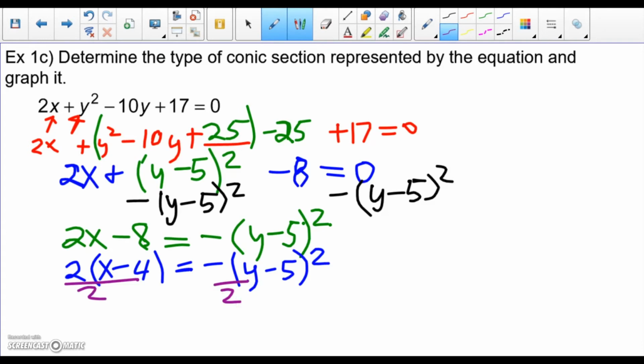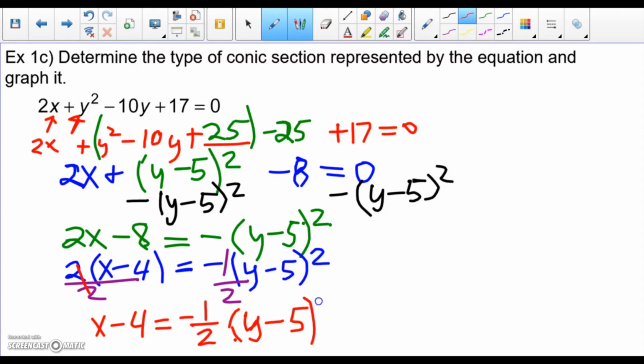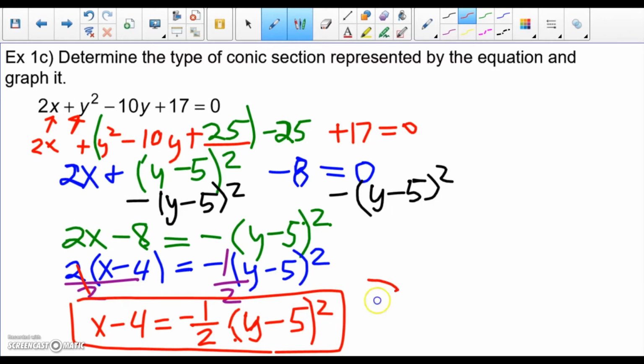So when you divide over here on the right, notice that's -1. That's going to turn into a -1/2. So that 2 cancels. I've got x minus 4 equals -1/2 times y minus 5 squared. Just like I thought, that's a parabola. That's a parabola with a vertex. Okay, that's a parabola that opens to the left, and the vertex is at 4, 5.